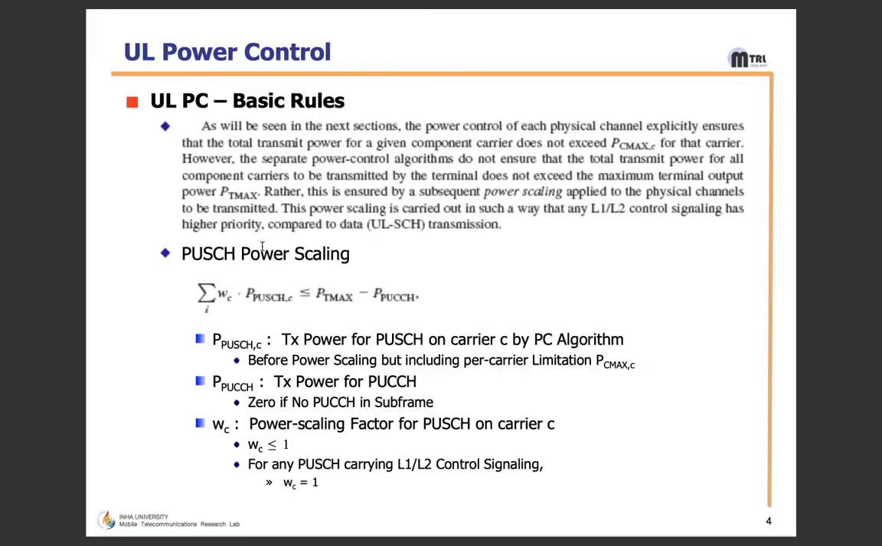So the PUSCH power scaling is denoted by this equation, where the WC is the power scaling factor for the PUSCH and the carrier C. And this term is basically denoting the transmit power for the PUSCH and carrier C by algorithm. However, this is before power scaling, but it has to include the PC max limitation too. Then the P subscript PUCCH is the transmission for the PUCCH, and the PT max, as we saw earlier, is the output terminal power. So this is a kind of constraint here on the PUSCH power scaling.